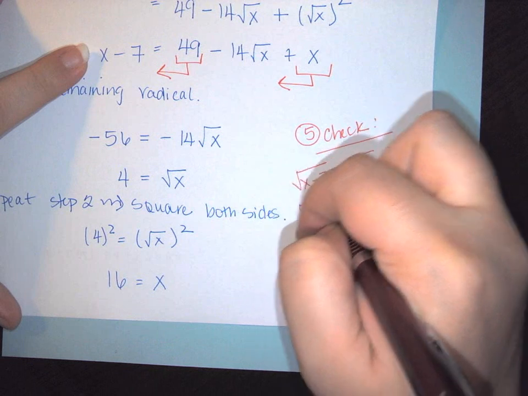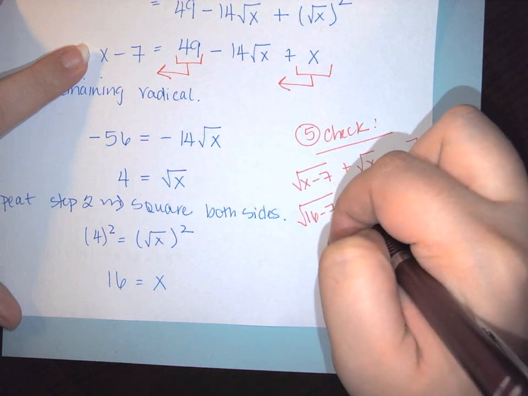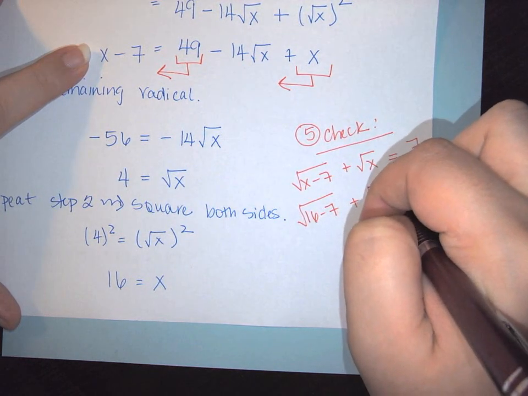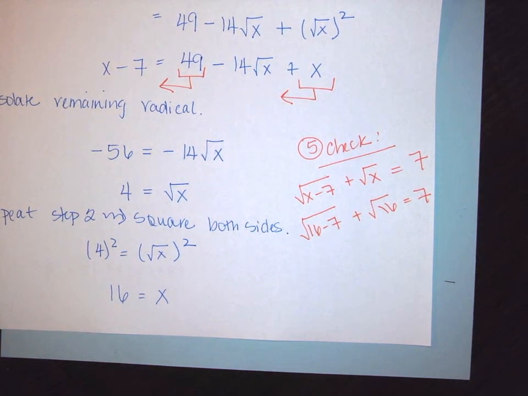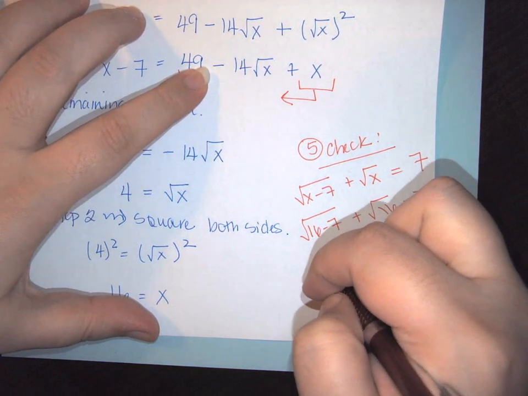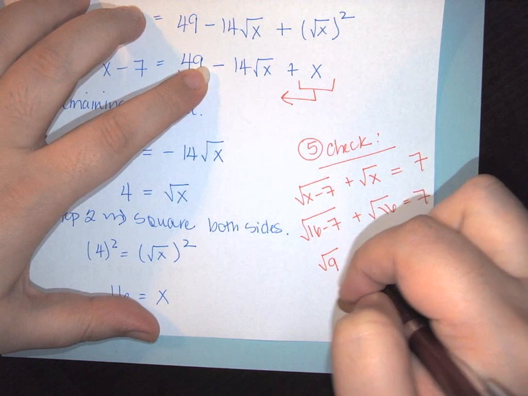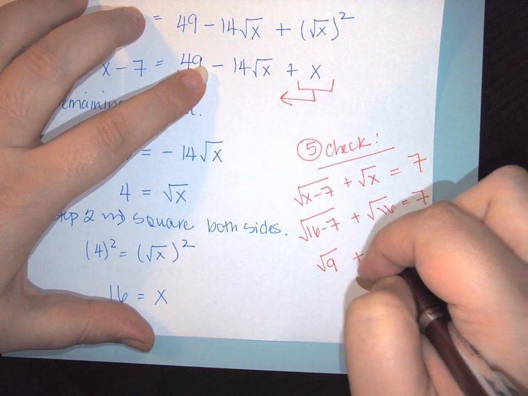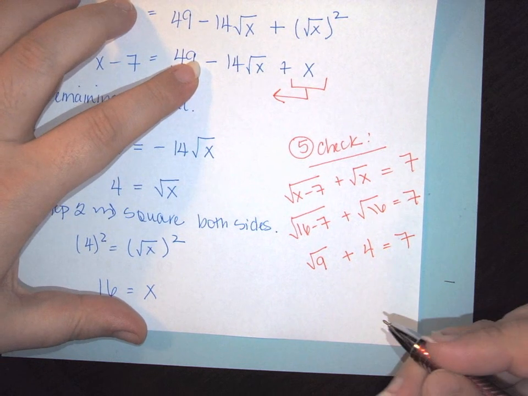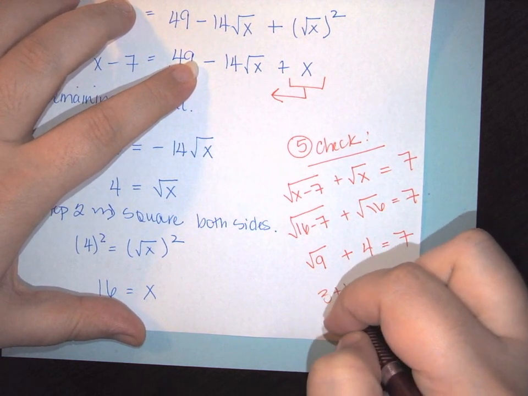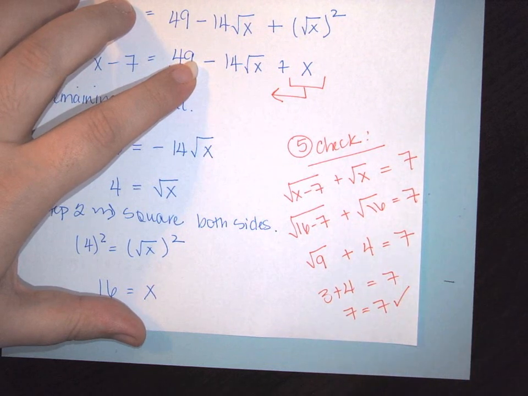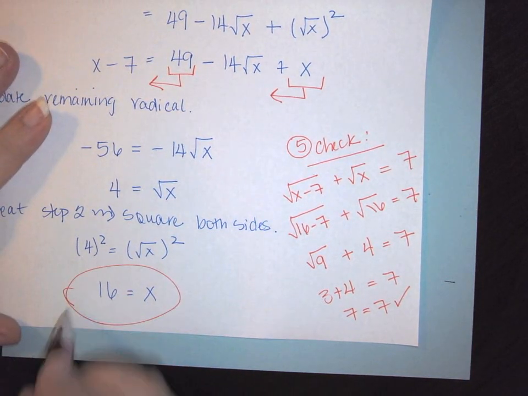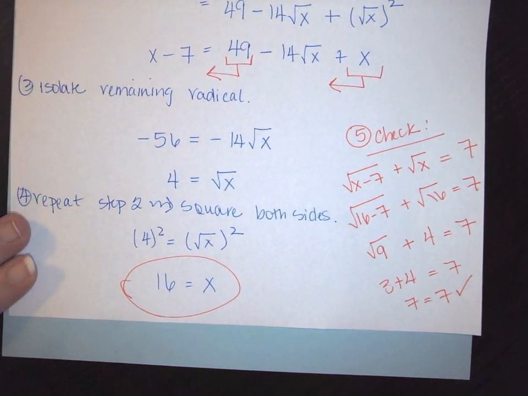So here this is the square root of 16 minus 7 plus the square root of 16 should give you 7 as a result. So here we've got 16 minus 7, which is 9. So this is going to be the square root of 9 plus the square root of 16, which is 4, equals 7. The square root of 9 is 3, so 3 plus 4 equals 7. So I have 7 equals 7. This is a true statement, which means this is my solution.